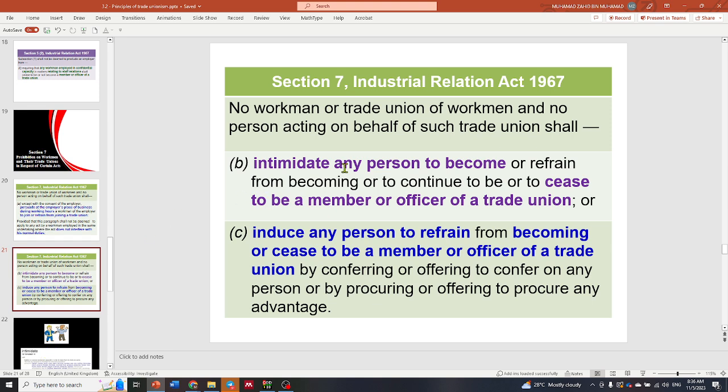B. Intimidate any person to become or refrain from becoming or to continue to be or to cease to be a member or officer of a trade union, or induce any person to refrain from becoming or cease to be a member or officer of a trade union by conferring or offering to confer on any person or by procuring or offering to procure any advantage.